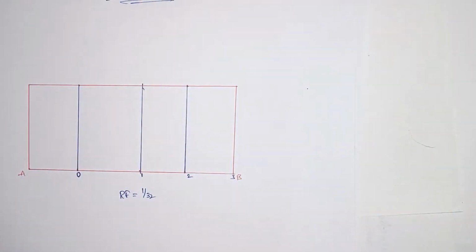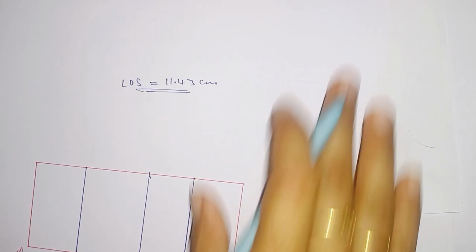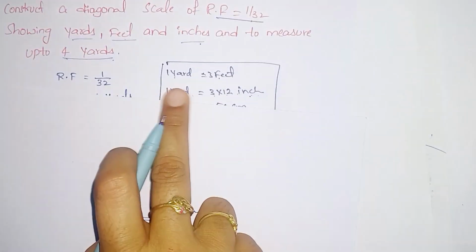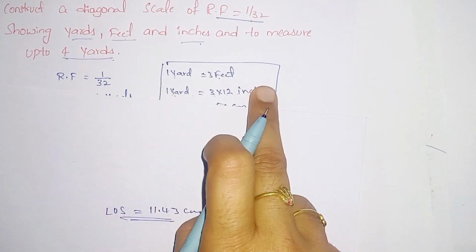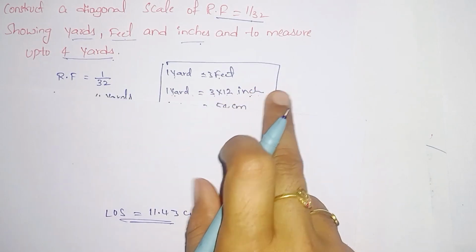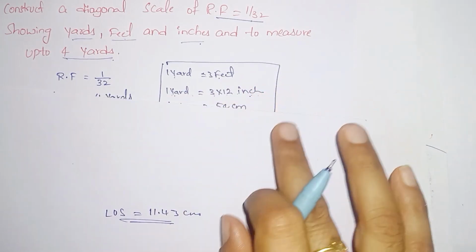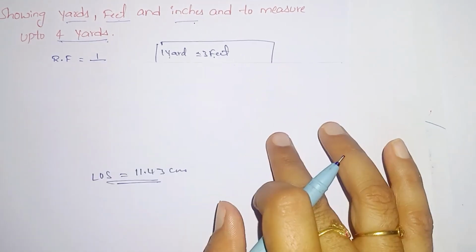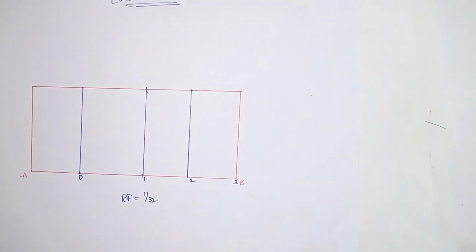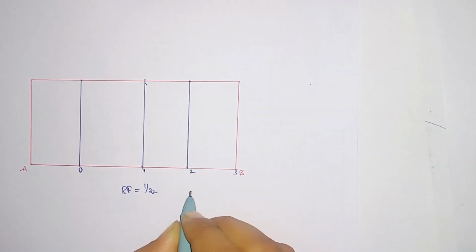Yes, and here it is mentioned add, feet, inch. So this is the add. One add is equal to, as we already mentioned, 3 feet. One add is equal to 3 feet, and one add is equal to 36 inches. So you have to mention that 1 inch is equal to 2.4 centimeters.